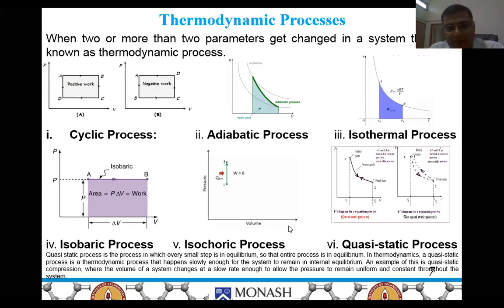Now isochoric process. So in isochoric process, V is constant. So this is the initial state and this is the final state. And if we supply heat, then there will not be any work done, but this goes from initial state I to final state F. I will discuss the work done in these processes in the later slide.